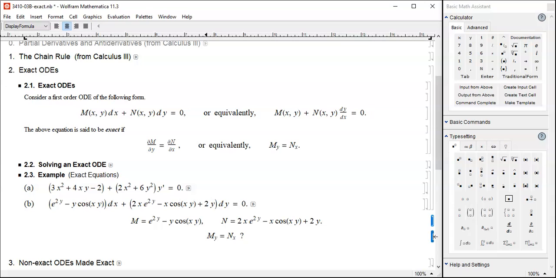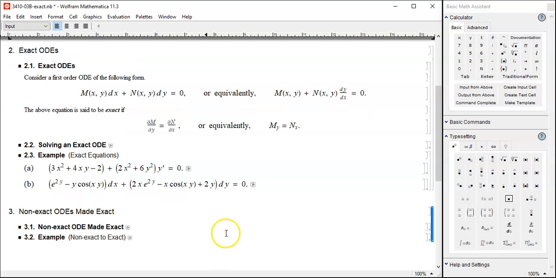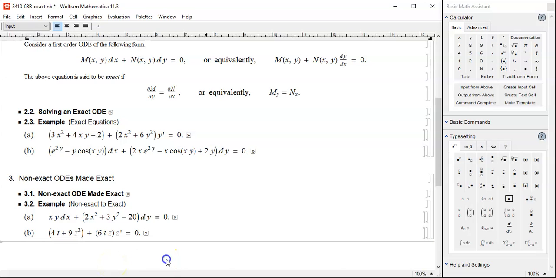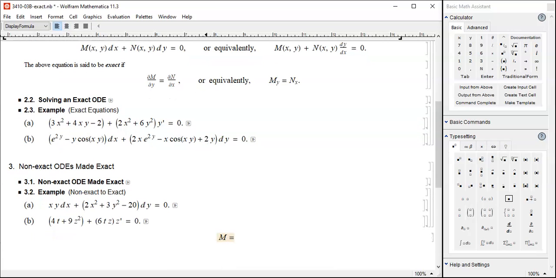Well, how about some non-examples? Okay, let's go to section 3 of this notebook. It says non-exact ODEs made exact. So these examples must not be exact. Well, let's check. First problem. M is x times y. N is this one.